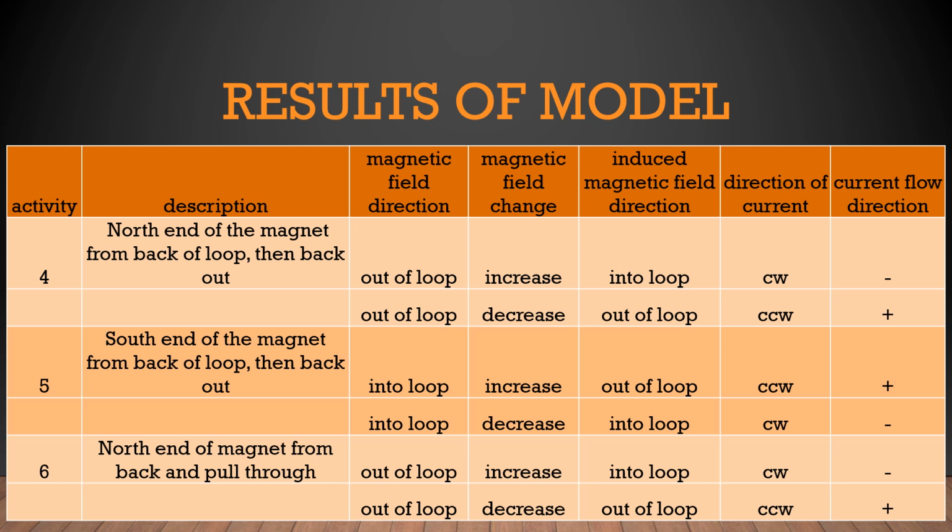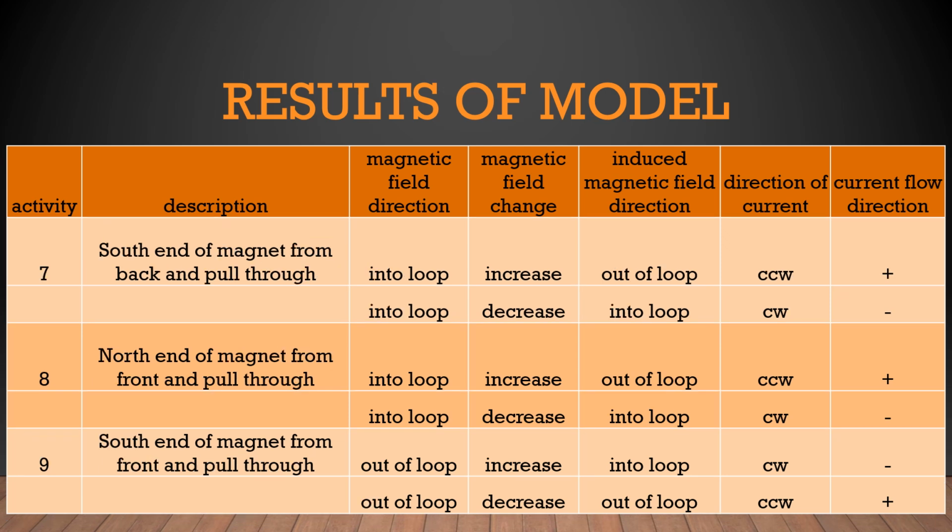For the sixth activity, we stuck the north end of the magnet in from the back and then pulled it through. For that, we experienced an EMF into the loop when sticking the north end of the magnet in, similar to how we did at the beginning of the fourth activity. And we experienced the EMF into the loop from the front. And then when we pulled the magnet through, we experienced an EMF that was out of the loop from the front.